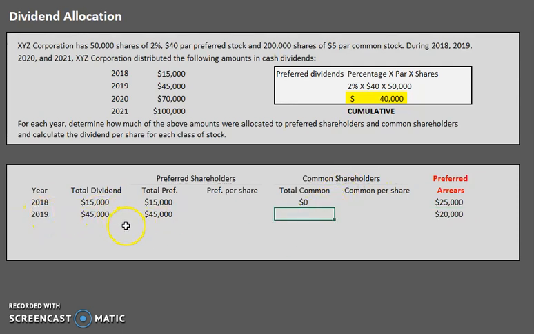So they had $45,000 in dividends, $45,000 went to preferred shareholders. So how much is common getting? Unfortunately, again, there is nothing left over for common shareholders. So we're seeing the same issue again. All right, let's go ahead and take a look at 2020 and see if this can turn things around.